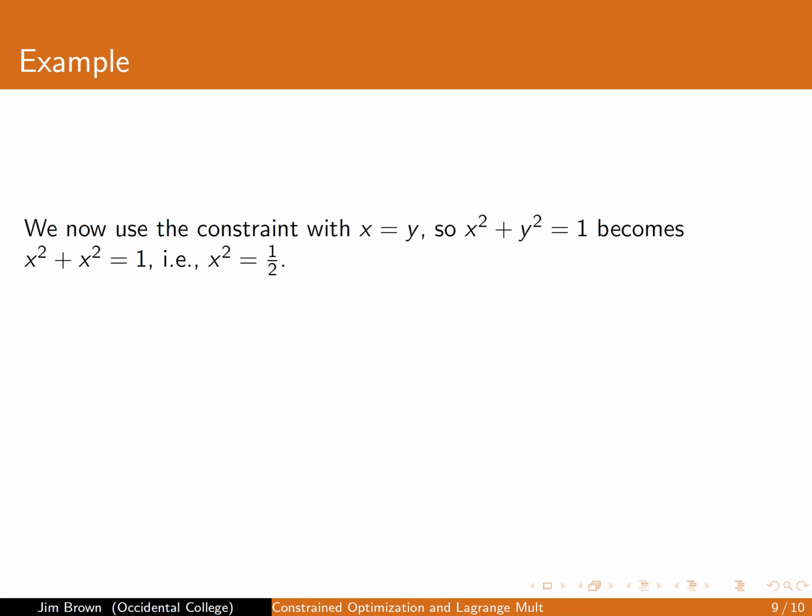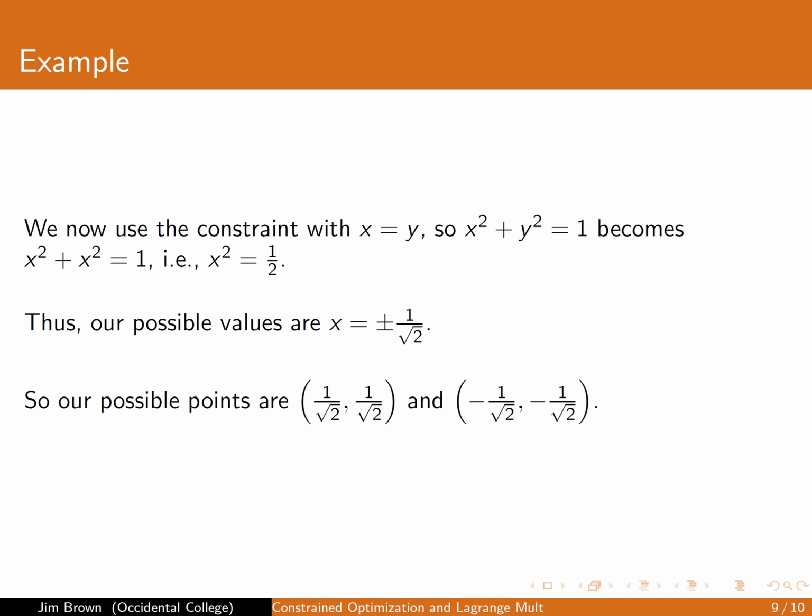So if I use that with the information I just had that x has to be equal to y, we get x squared plus x squared has to be 1. Or if we add these two together, I get 2x squared is equal to 1. I divide by the 2 and I get x squared is equal to 1/2. So solving that for x, I get x is equal to plus or minus 1 over square root of 2. And then using x equal to y, our possible points that give maximums or minimums are (1/sqrt(2), 1/sqrt(2)) and (-1/sqrt(2), -1/sqrt(2)).